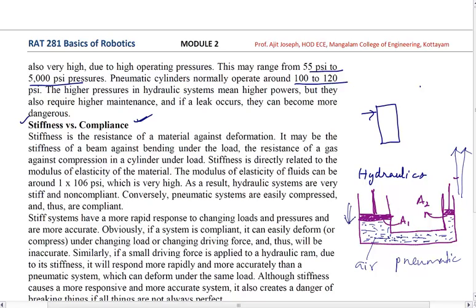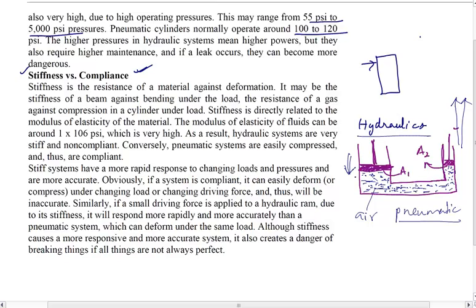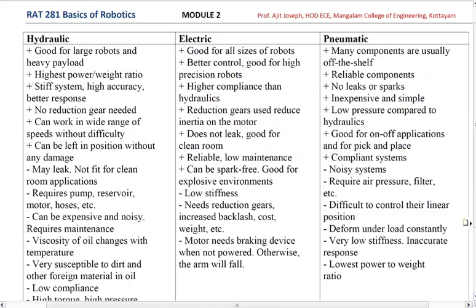That's why the pressure for hydraulics is very large, whereas for pneumatic it is not very large. At the same time, because of this, hydraulic systems are more accurate and pneumatic systems are not very accurate, because of some compression of the air molecules, so the movement is not very accurate. So stiffness and compliance is something that we always have to look into.